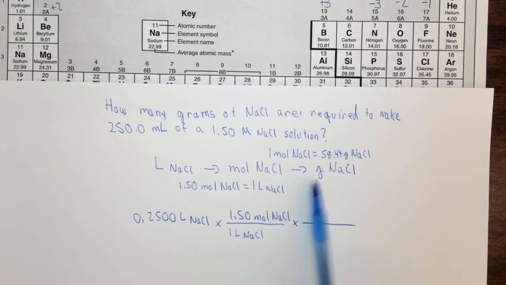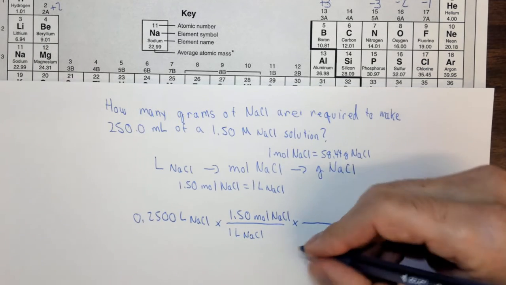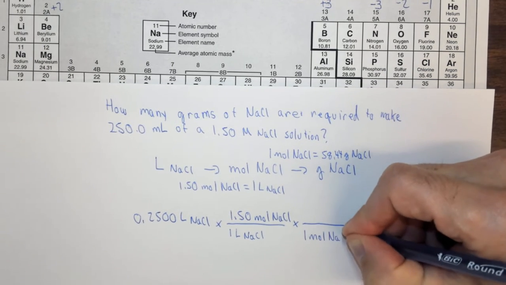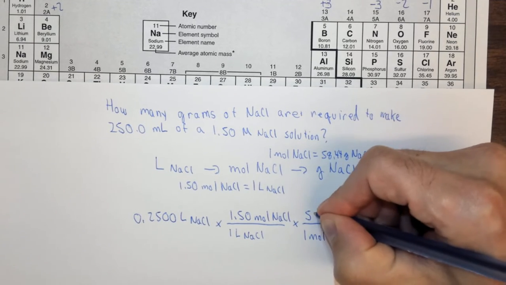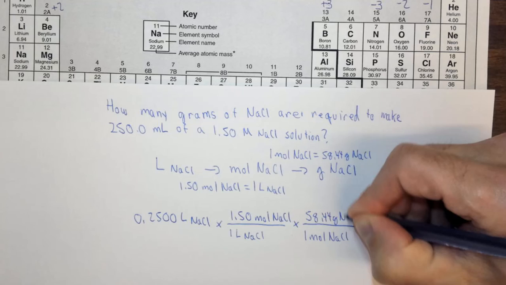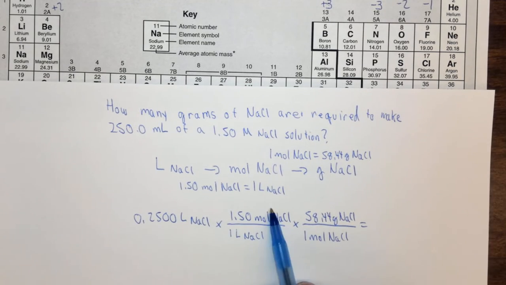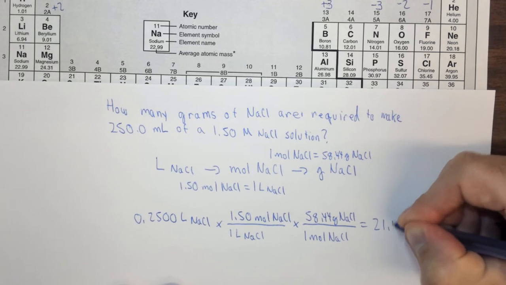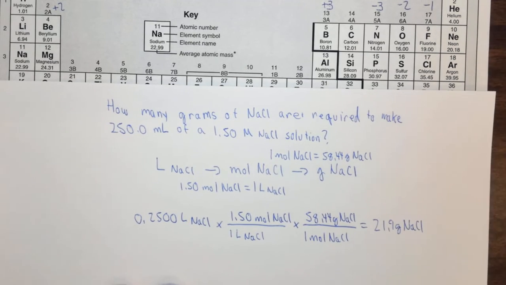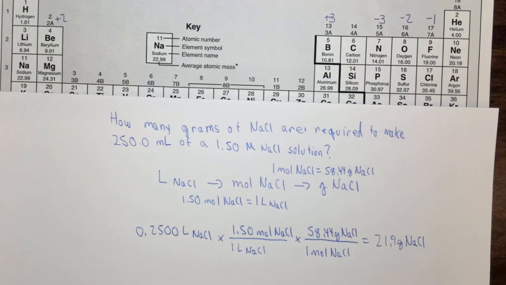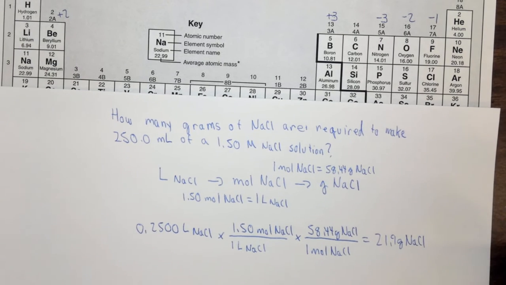Times, for the last one, we're going from moles to grams. Well, we want moles to cancel out. So we put the 1 mole of NaCl on the bottom, and on top, we put the 58.44 grams of NaCl. Multiply by the top, divide by the bottom, multiply by the top, divide by the bottom. This molarity has 3 sig figs, so our answer should have 3 sig figs, and it turns out that it's 21.9 grams of NaCl. So this is using molarity in a calculation. When we get to stoichiometry in the next chapter, we'll use molarities to calculate moles for stoichiometry. So it's very important to get practice doing this.